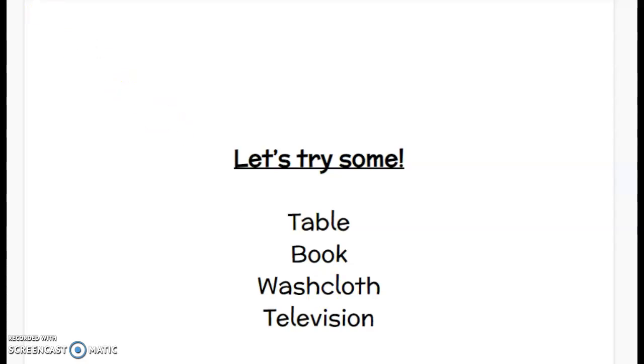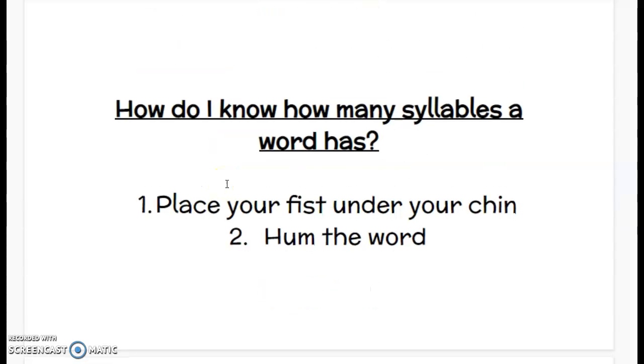All right, guys, go ahead. You've learned these 2 different strategies. I always say to do both each time. I first try putting my fist under my chin and then I try humming the word. So you're going to do this today with a few more words for your assignment in Canvas.